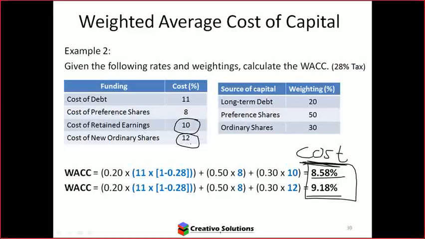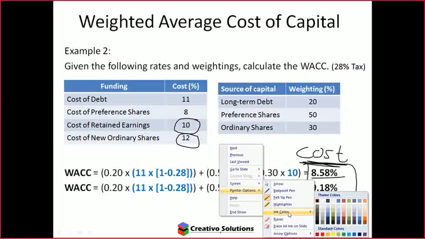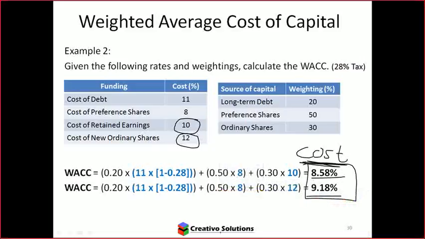Yes, I understand that. But I don't know what I'm actually asked or how to ask what I want to know. But it is possible that the new ordinary shares can be less than the retained earnings. It is possible. Oh, okay. You're asking, can this be lower than that? Yes. No. Okay, because retained earnings is the cheapest form of financing.